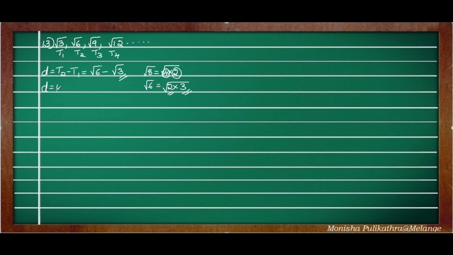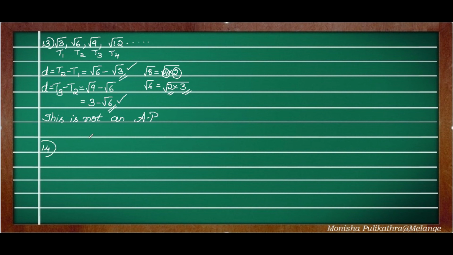Next, moving on to the second one, that is T3 minus T2. So T3 is root 9 minus T2 is root 6. The square root of 9 is 3, so it will become 3 minus root 6. Here we can notice the common difference is clearly varying. When the common difference is varying, this sequence is not considered as an AP. Okay, so this is not an AP.